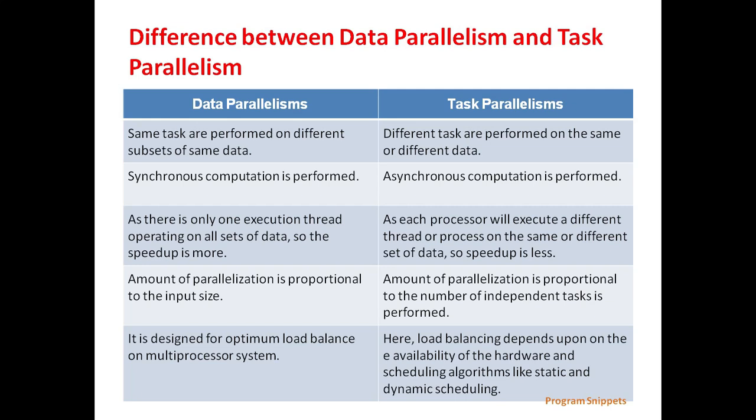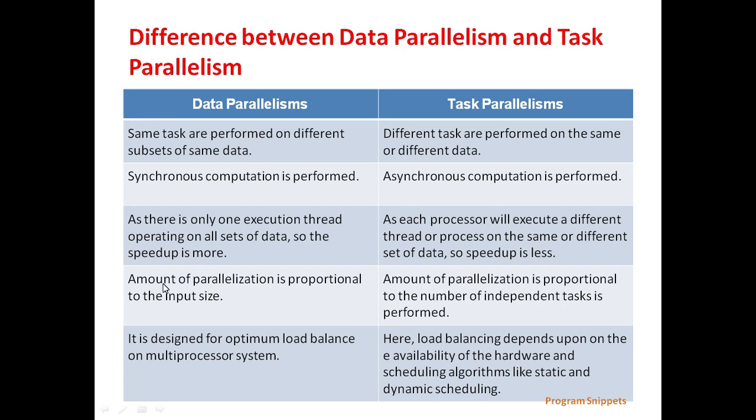The difference between data parallelism and task parallelism is, in data parallelism, the same tasks are performed on different subsets of the same data, whereas in task parallelism, different tasks are performed on the same or different data. Synchronous computation is performed in data parallelism and asynchronous computation is performed in task parallelism. In data parallelism, there is only one execution thread operating on all sets of data, so the speedup is more. And in task parallelism, each processor will execute a different thread or process on the same or different set of data, so speedup is less.